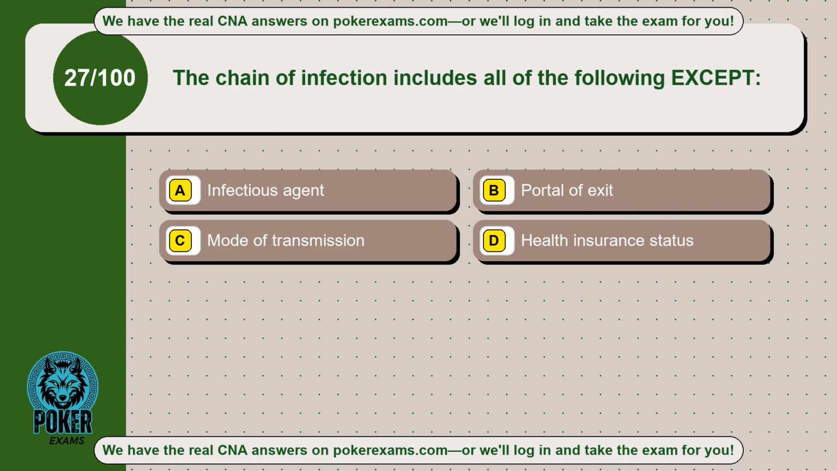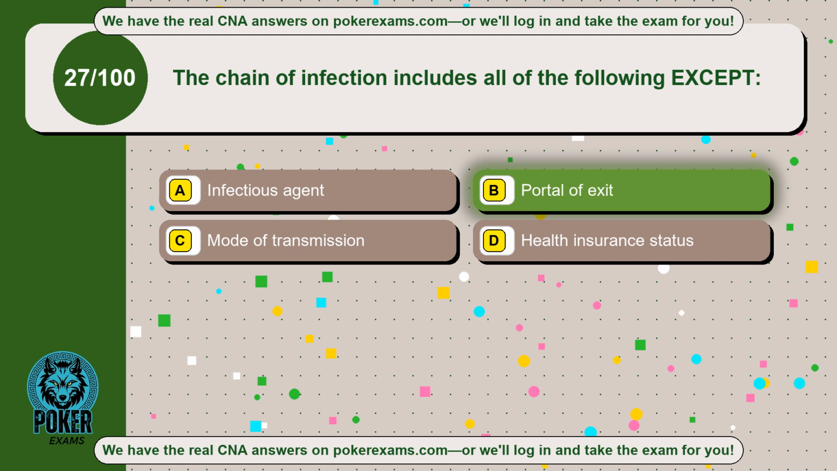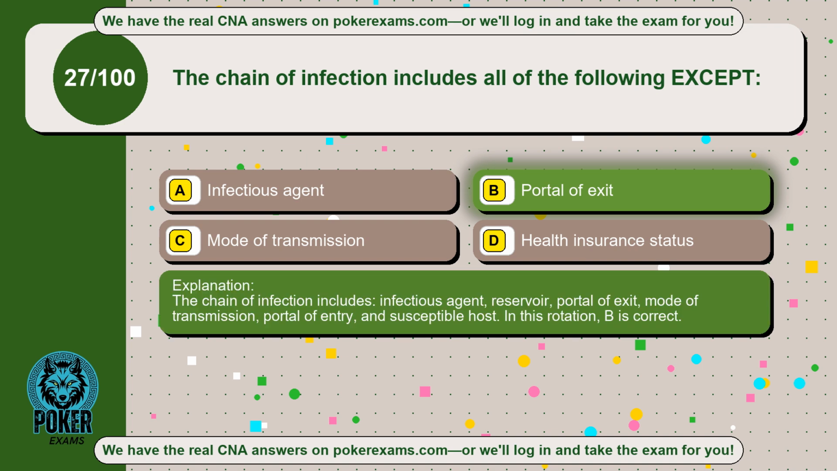Question 27. The chain of infection includes all of the following except: Option A, infectious agent. Option B, portal of exit. Option C, mode of transmission. Option D, health insurance status. The correct answer is option B. Portal of exit. The chain of infection includes infectious agent, reservoir, portal of exit, mode of transmission, portal of entry, and susceptible host. In this rotation, B is correct.